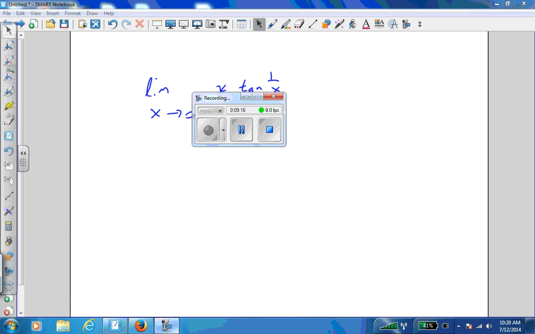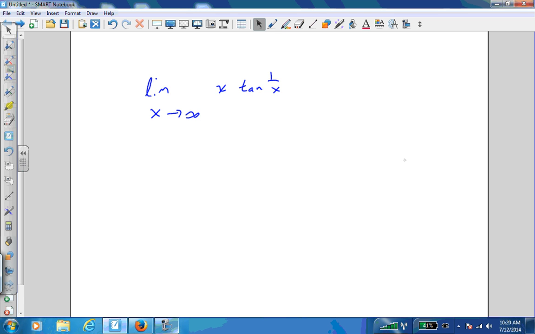Let's look at this next one. This one is a little bit different than the ones we've done so far, because in its present state, this is not rational, but yet this is indeterminate. If we do these limits separately, the limit of x is infinity. Remember, 1 over x, as x goes to infinity, if we let our denominator get really, really big, that goes to 0.